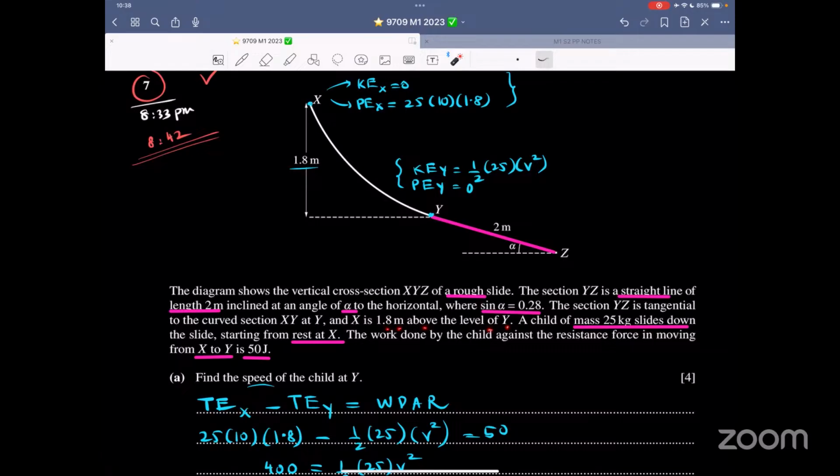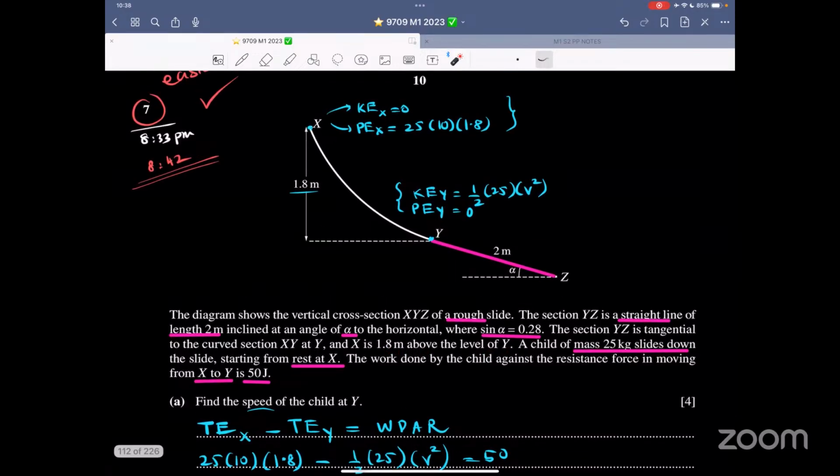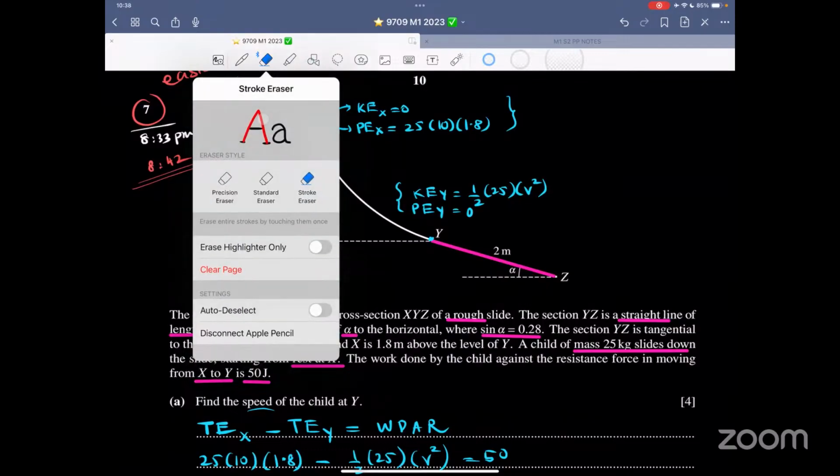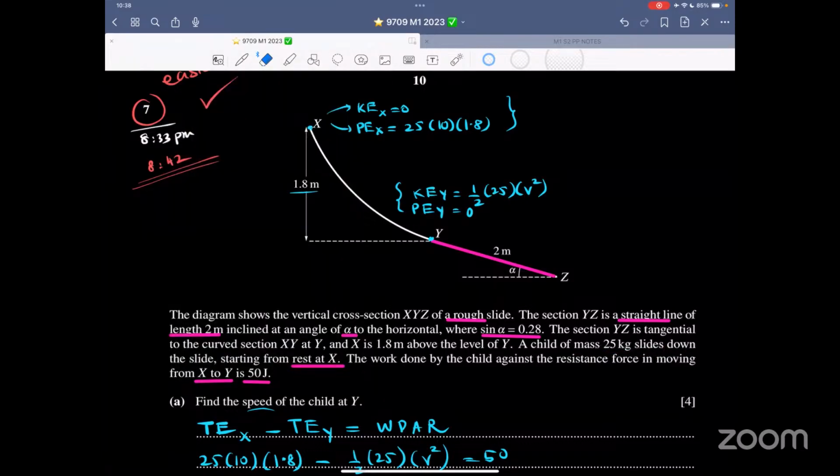1.8 meter above the level of Y. So this is 1.8 meter above the level of Y. So now let me just highlight a few other things. First of all, let me get an eraser. Okay, so now sine alpha is this over here. Let me remove this like this.